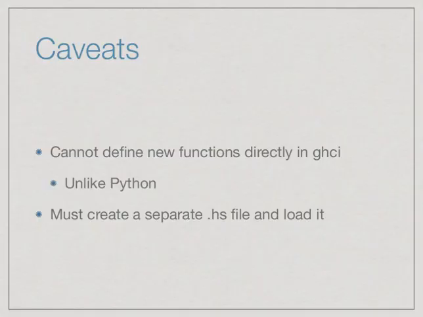So as we mentioned when we were showing the use of GHCI, one of the differences between GHCI and Python is that you cannot create function definitions on the fly. So within the interpreter, you cannot define a new function. You must load it as a separate function from an outside file. So you must first create a .hs file and then load it into the interpreter.